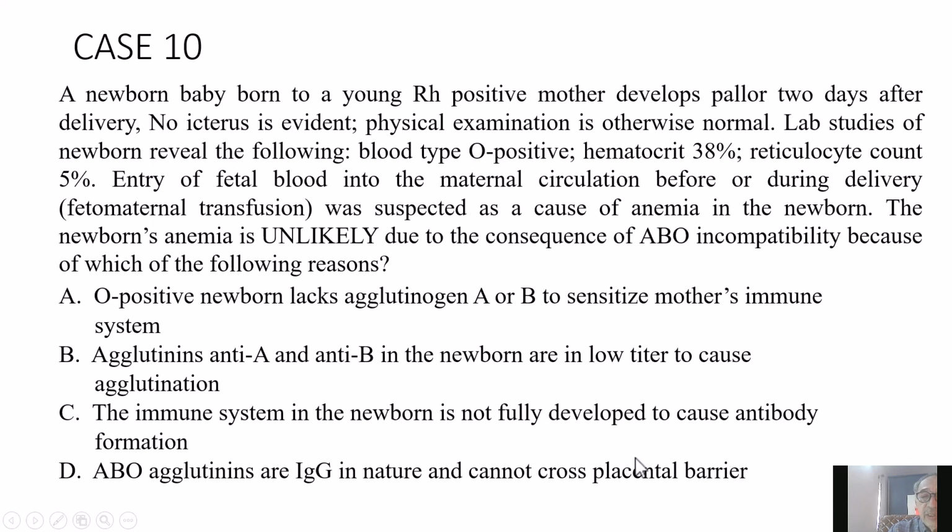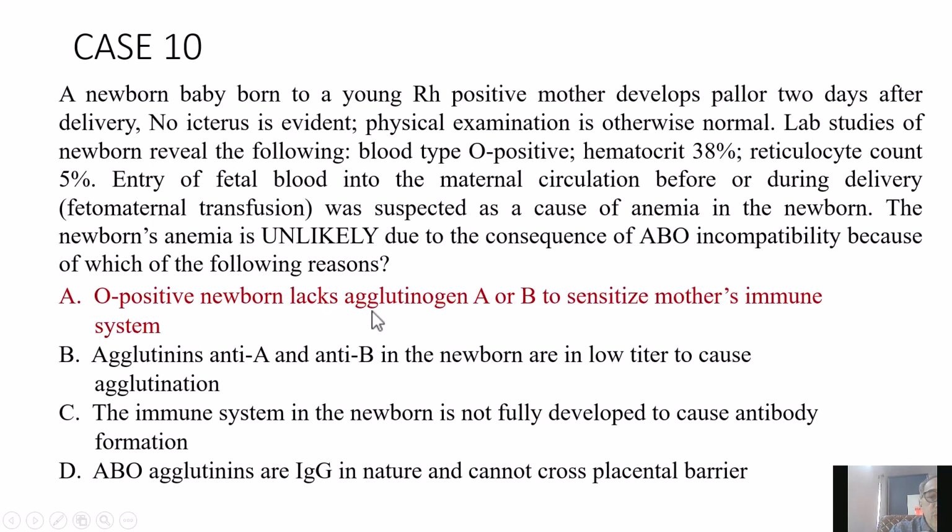Unlike Rh incompatibility, let us say the mother is B and the fetus is A. If cells at all enter, the mother forms anti-A. They are large molecules, IgM in nature. They cannot cross the placental barrier. So these antibodies cannot harm the child at all. So ABO incompatibility is very uncommon. So this is the answer.